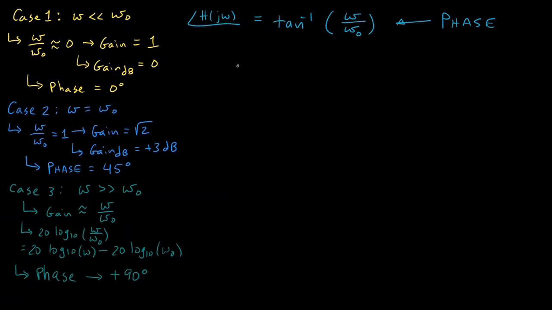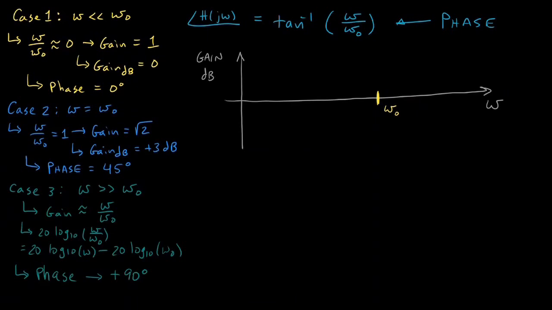So the first thing we're going to have is our gain axis. And just like before, our frequency is logarithmic frequency. We'll put our break frequency right here. We're just going to say that's omega naught. And this is our gain, the scale is going to be in dB, so gain in dB.